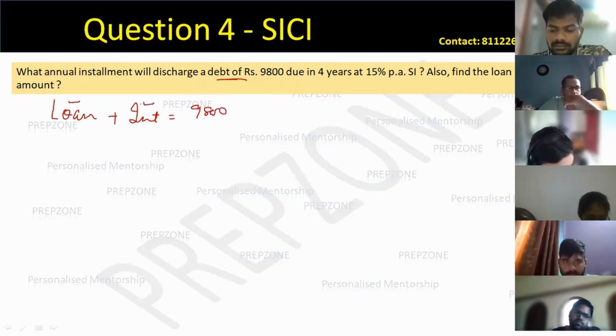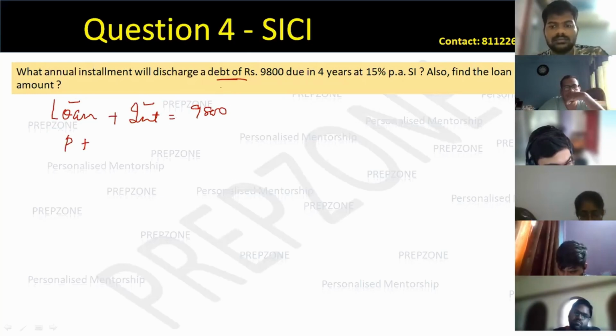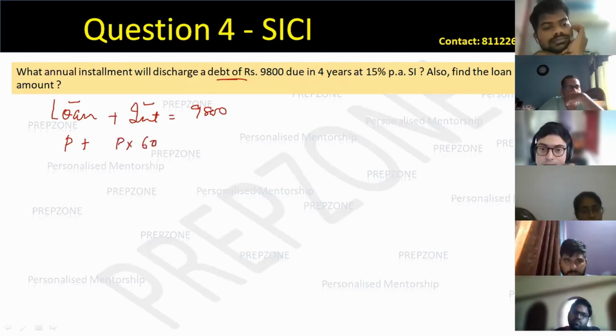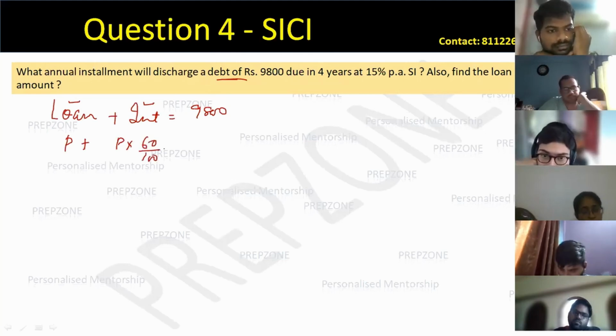Interest will be calculated on what? On the loan amount. Say the loan amount is P. So P plus what will be the interest on loan amount P? That's simple. Yeah, 15%. 15% of P into 4. So P into 60/100 is what you have to incur, which should be equal to 9,800.